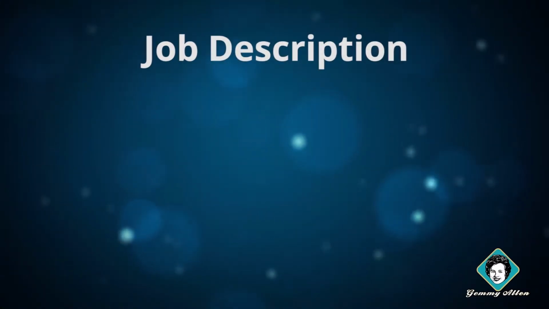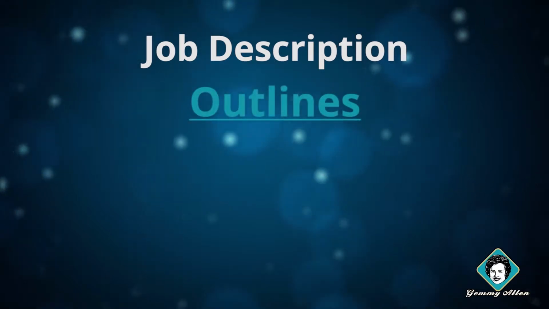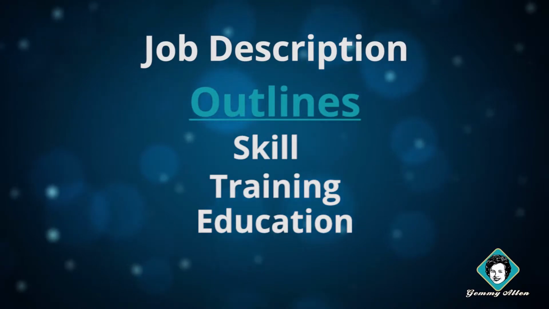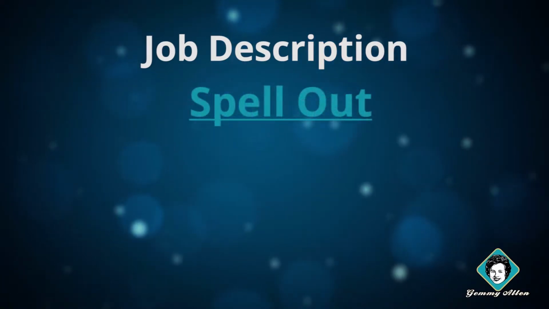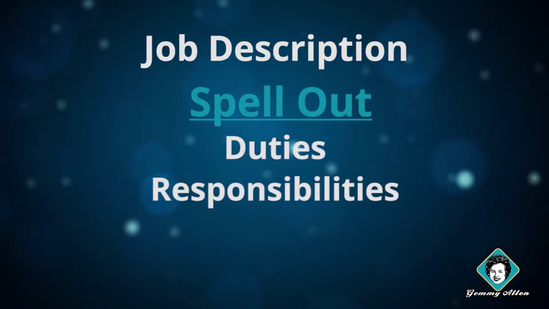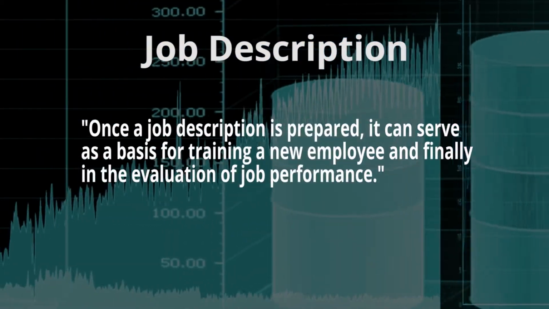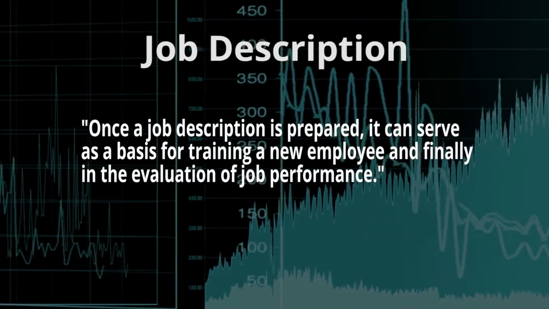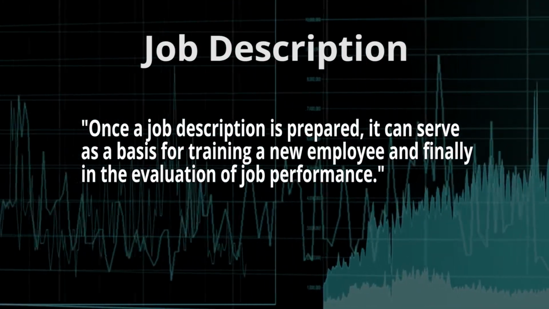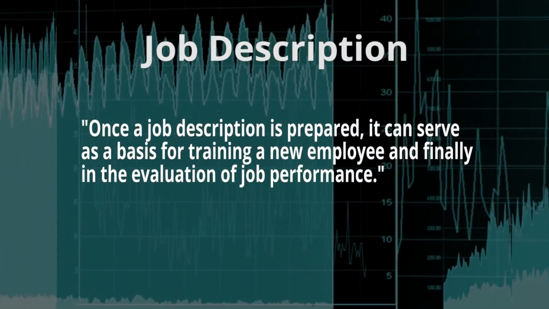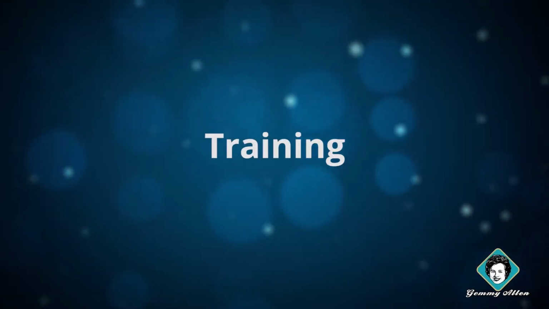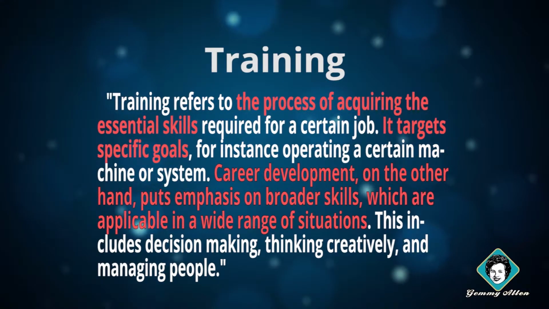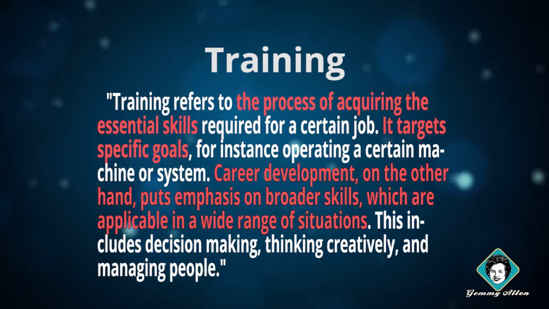A job description typically outlines the necessary skills, training, and education needed by a potential employee. It will spell out duties and responsibilities of the job. Once a job description is prepared, it can serve as a basis for training a new employee and finally in the evaluation of job performance. Training simply refers to the process of acquiring the essential skills required for a certain job.